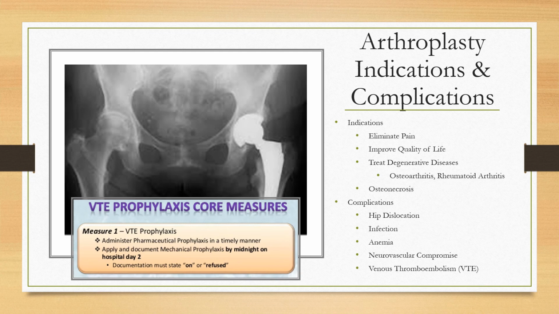Okay, so what else can we do on top of pharmaceuticals such as subcutaneous heparin or enoxaparin that can thin the blood a bit? Well, we can provide anti-embolic stockings. There are also machines that provide sequential compression of the leg to keep the blood moving to prevent a DVT.